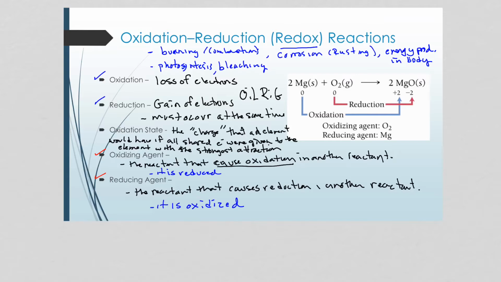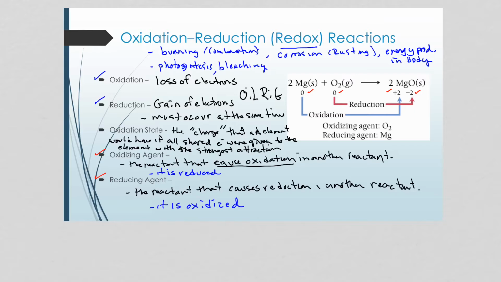So let's look at this example that I have here and just briefly run through it, and then we'll do some practice. If we look at this reaction between magnesium and oxygen to form magnesium oxide, you can see that the magnesium has an oxidation state of 0. The oxygen has an oxidation state of 0. Within the compound magnesium oxide, magnesium has a 2+ oxidation state and oxygen has a 2- oxidation state.